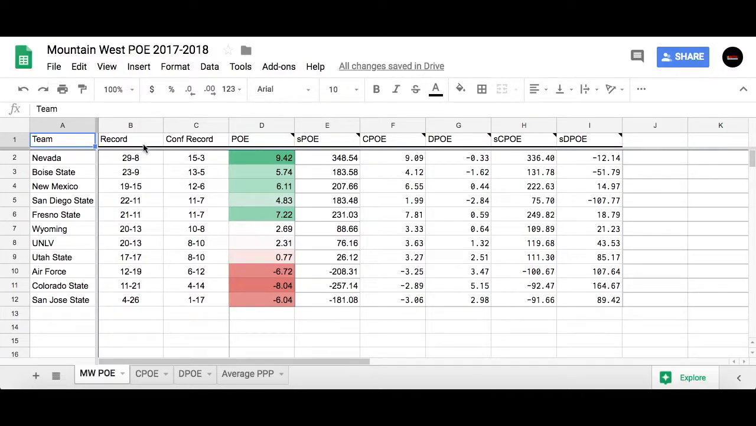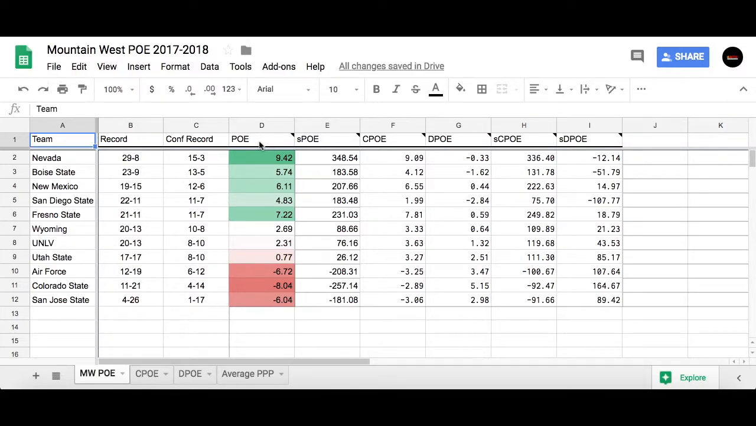Moving on to the actual data part of this sheet, POE stands for points over expectation. What POE does is it compares how many points a player scores with how many points they were expected to score given the amount and type of shots they took. The number it spits out is on a per game basis.